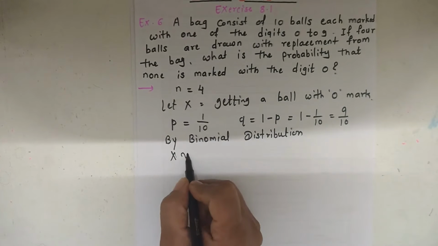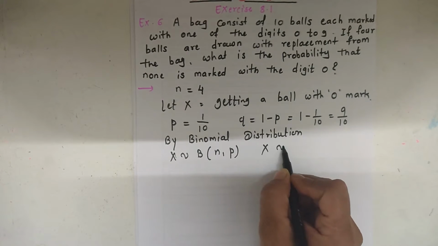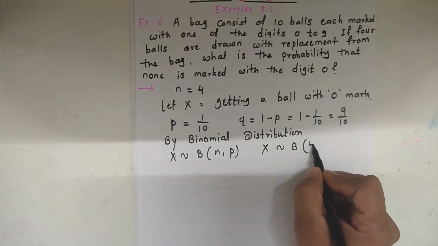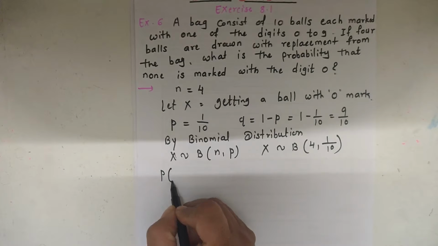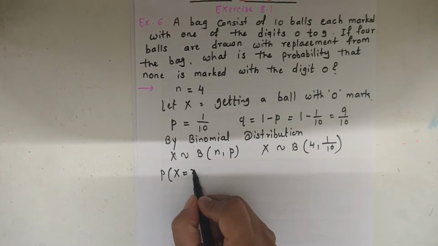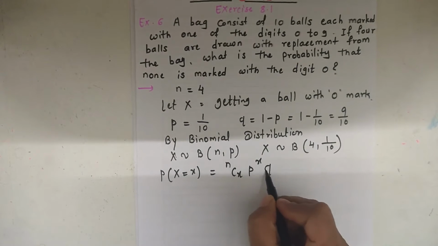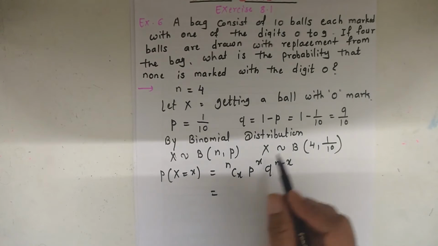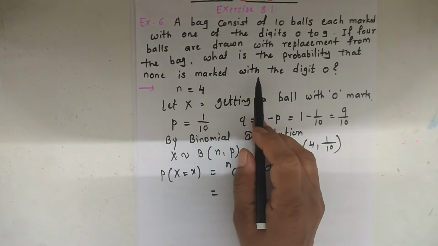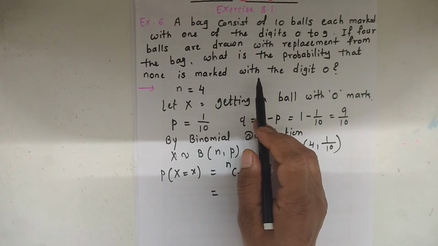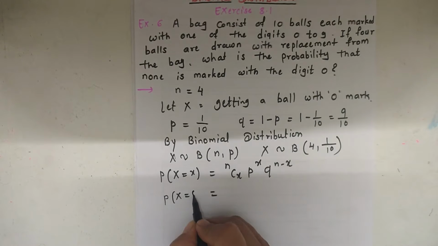x follows the binomial distribution with parameters n and p. Here the value of n is 4 and p is 1 by 10. So using n and p, the probability of success, that is probability of x equal to x, can be written as nCx p raised to x into q raised to n minus x. Here we have to find the probability that none is marked with the digit 0. There is no ball with digit 0, so none means x is 0.